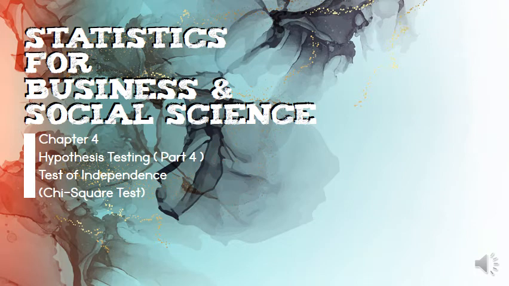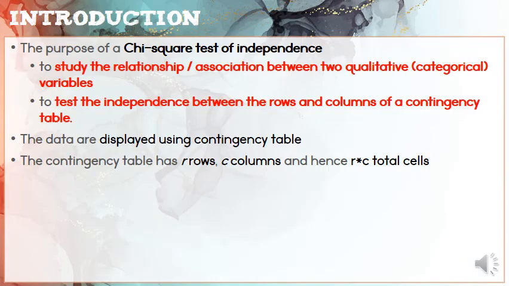Bismillahirrahmanirrahim. So this is a video for hypothesis testing part 4, chi-square test of independence. The purpose of chi-square test of independence is to study the relationship or association between two qualitative variables, to test the independence between the rows and columns of a contingency table.